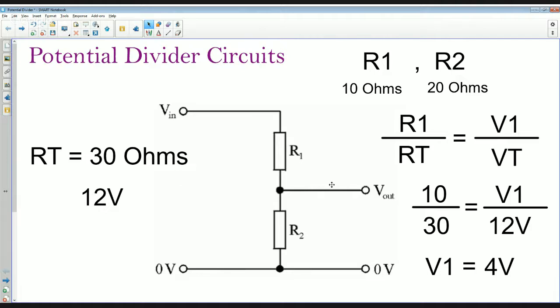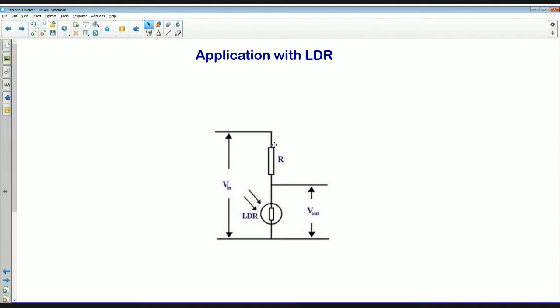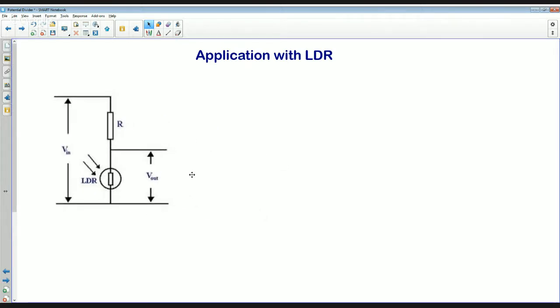Now that's only one part of it. What if we want to apply potential difference circuits? Let's apply it with the use of an LDR. We know that an LDR is a variable resistor, and it varies with the intensity of light. If you provide light to it, the resistance of that resistor drops. If you do not provide light, or in the dark, the resistance of the LDR increases quite significantly. Now, let me just move this to the side, and let's take a look at how we can apply this.